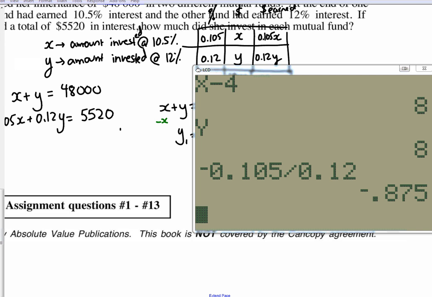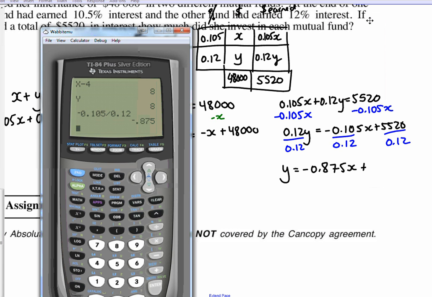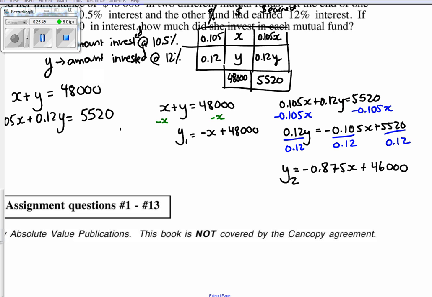Did you already divide it? It was 46,000? Nice. Yeah, perfect. That was nice. Here's our y2. Okay, guys, graph that, find the intersection. Guess what you're going to have to do? Change your windows. How do I know I'm going to have to change my windows? With the y-intercepts. Look how big those y-intercepts are. They're 48,000 big. That's a lot of change.